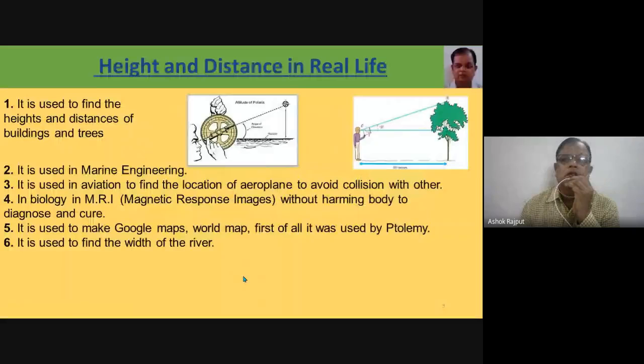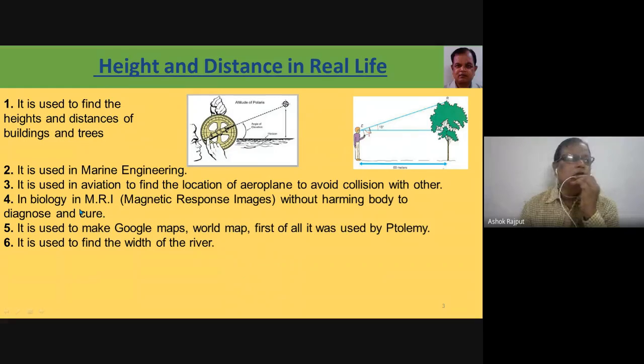Heights and distances in real life. It is used to find the heights and distances of buildings and trees. As we are seeing, the scientists or surveyors are using a sextant to find the height of any building or any tree. It is used in marine engineering. It is used in aviation to find the location of the aeroplane to avoid collision with others.